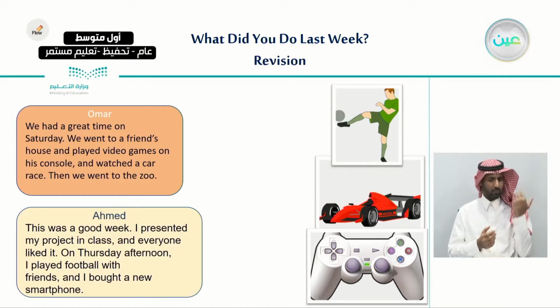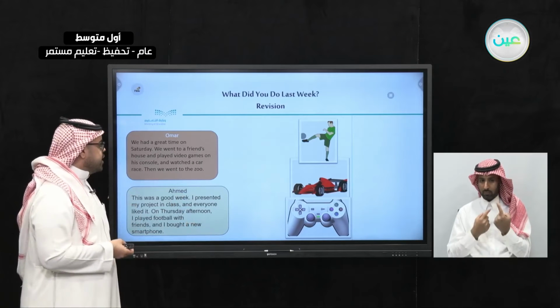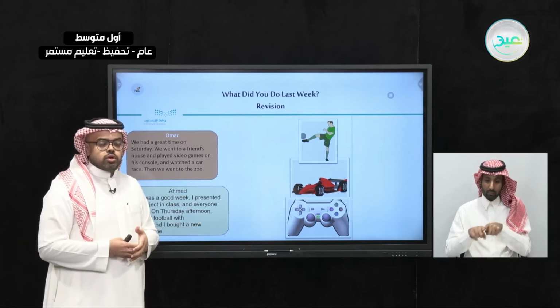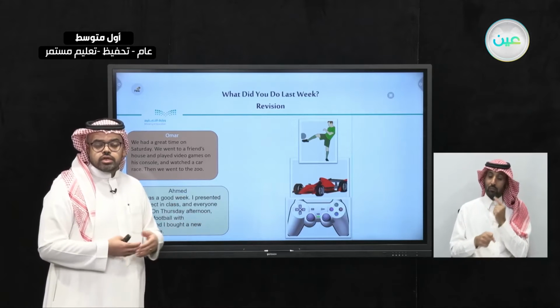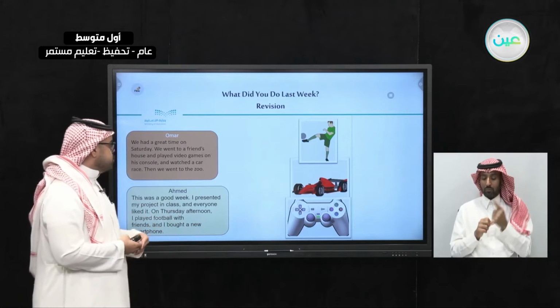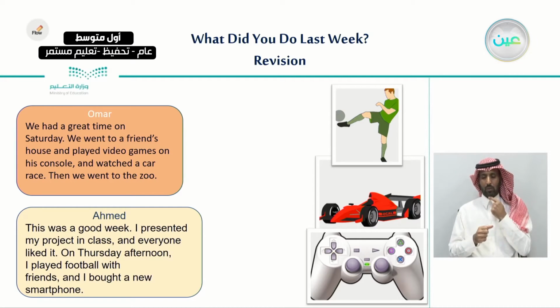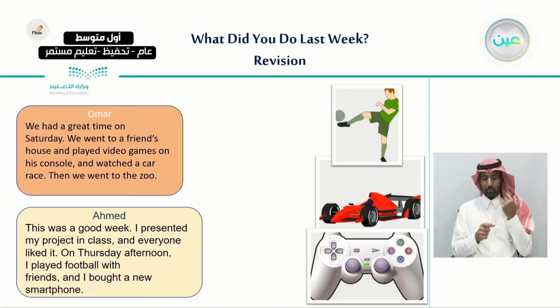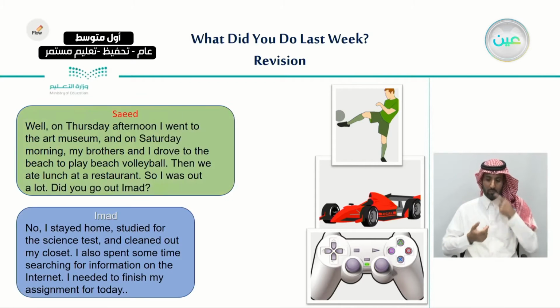Last lesson we had listen and discuss, where we listened to four different friends, and each one of them talks about the things that he likes to do. For example, Umar said we had a great time on Saturday, we went to a friend's house and played video games and watched a car race and went to the zoo. Ahmed also talked about the things that he did in the past, where he said I presented my project and also I played football and I bought a new smartphone.